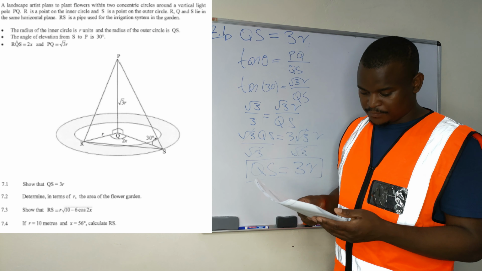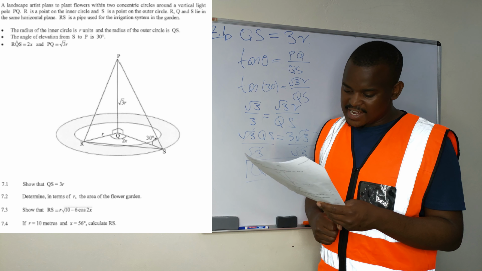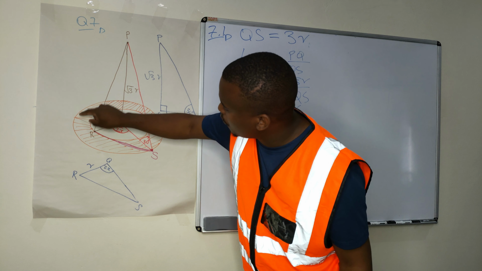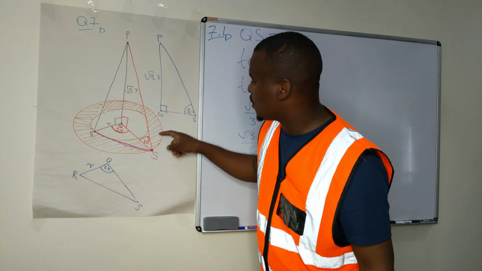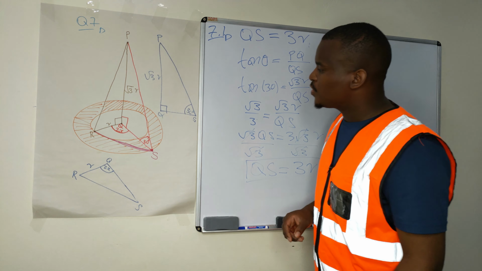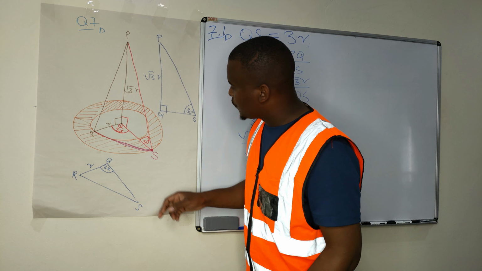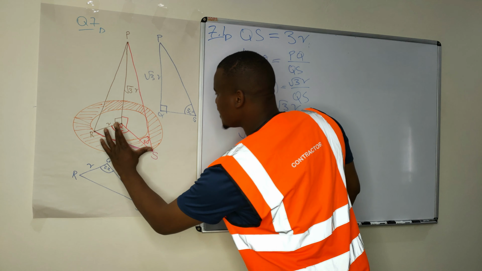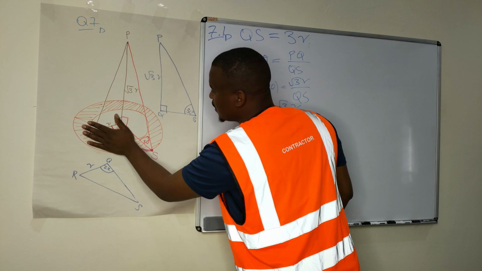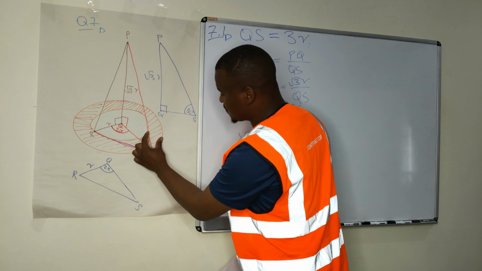Now 7.2. Determine in terms of R the area of the flower garden. So they want us to find the area of this area here, the flower garden. To find the area of this, you need to find the area of the big circle, which is the entire area, then remove the area of this small circle. That's how you're going to find this part here.